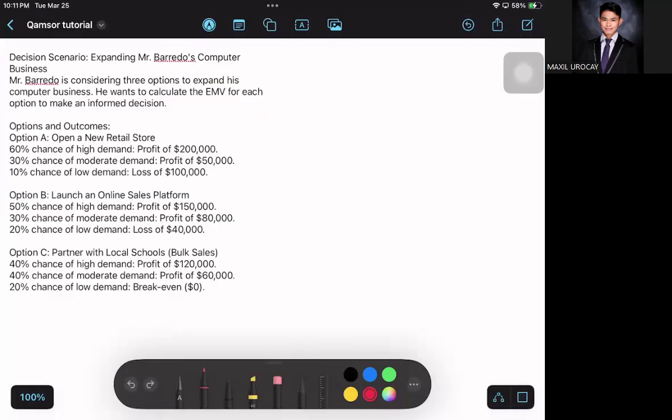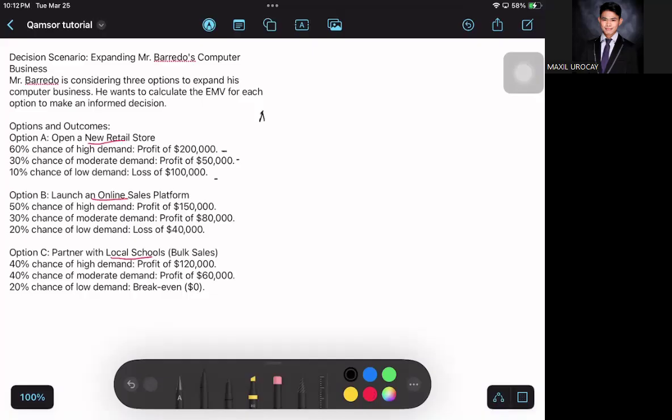The first option is opening a new retail store, then launching an online sales platform, and partnering with local schools for book sales. Those are the categories that he wants to deal with. There are three categories, as you can see, that we will be going to calculate with. The expected monetary value is the summation of the payoff times the probability. So let's deal with that one by one.